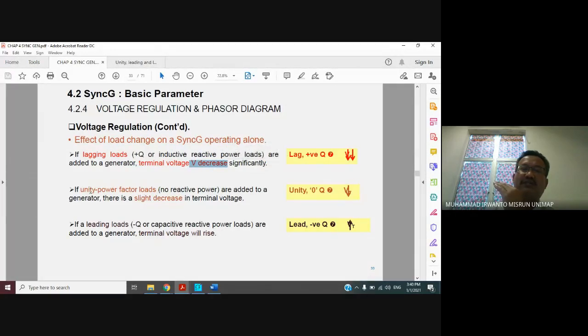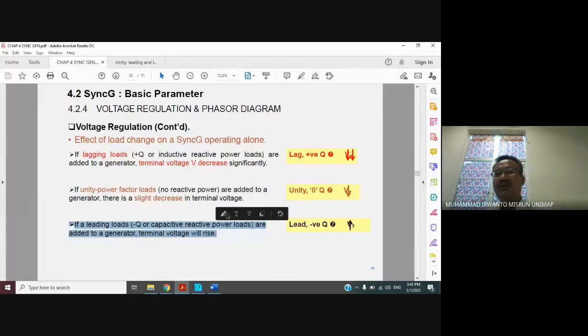And then for the resistive load, meaning if we add the resistive load, the terminal voltage will also decrease. Now, if the load is leading with the power factor, meaning the type of the load is more capacitive, reactive power factor, if we add it, the terminal voltage will increase. Yeah, will rise.